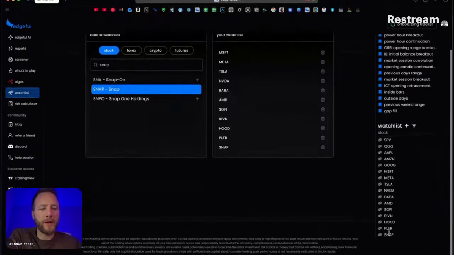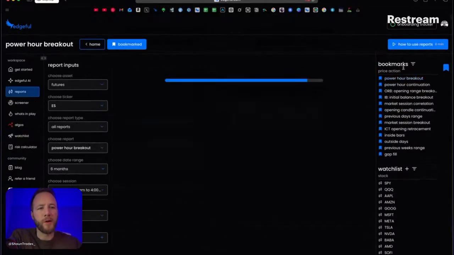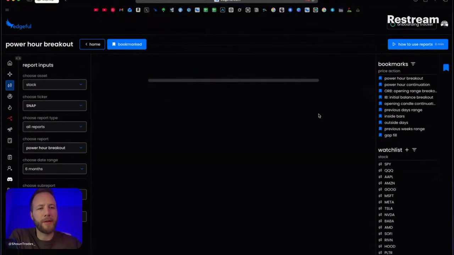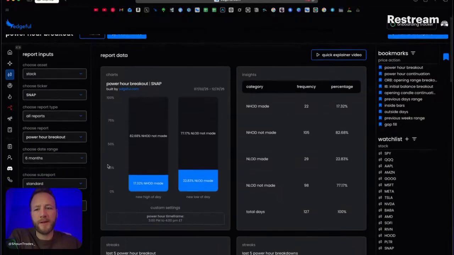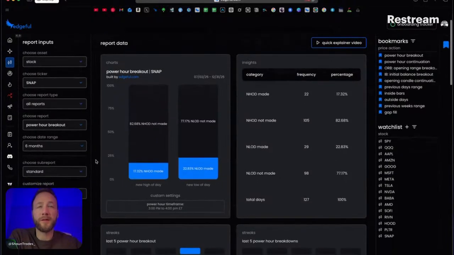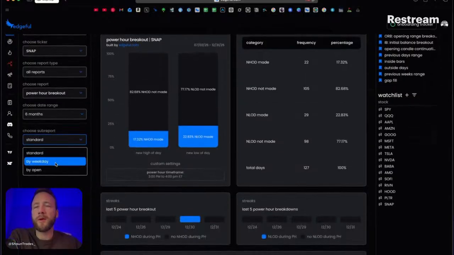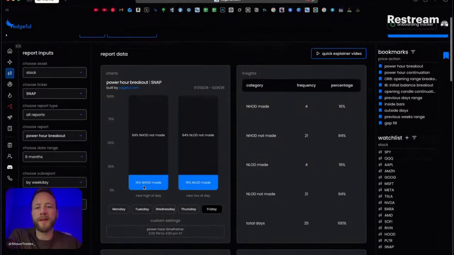And while we're here, we can jump into Snap's data. So we go to the Power Hour breakout report using the bookmarks. Get rid of that bar for now, and then come down to Snap. You can actually see this is the last 6 months of data, but remember what I was saying about coming down with the sub report. Again, you can't see that, it's above my head. There we go. Sub report by weekday. And on Fridays, there's exactly a 16% chance that a new high of day is made and a new low of day is made in the last hour.